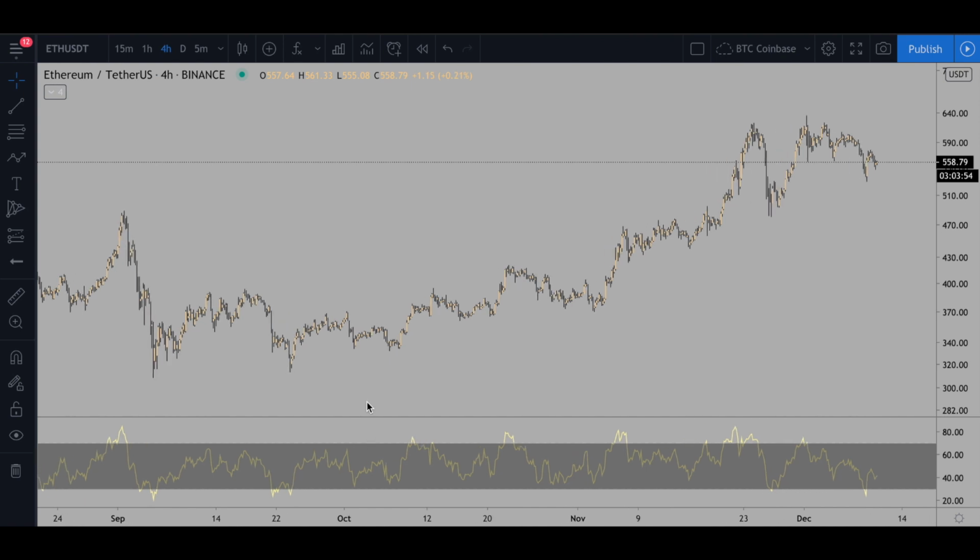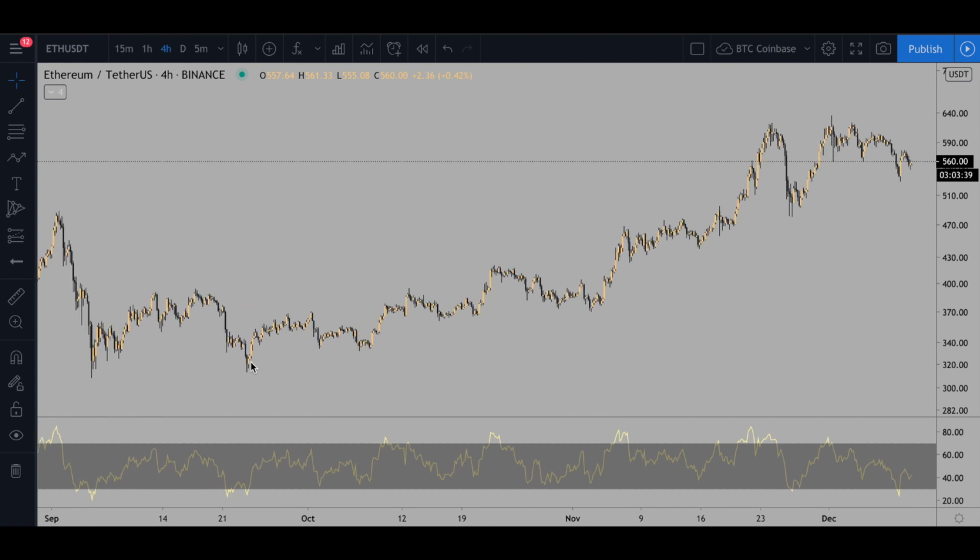You want to see higher lows on the oscillator, on RSI in this example, and you want to see lower lows on price action, right? Whenever we see lower lows on price action and higher lows on the RSI, this could potentially mean, and actually it means more often than not, that we're going to see a trend reversal.